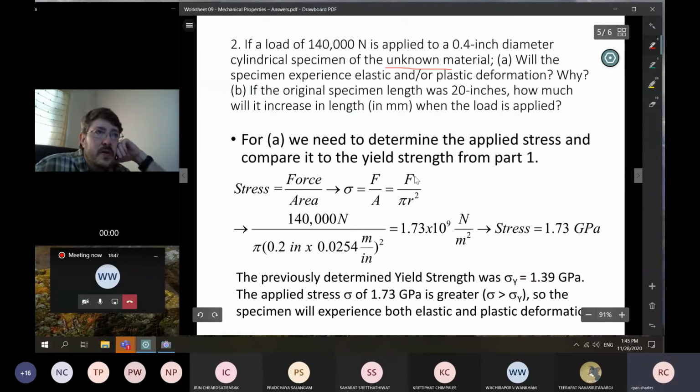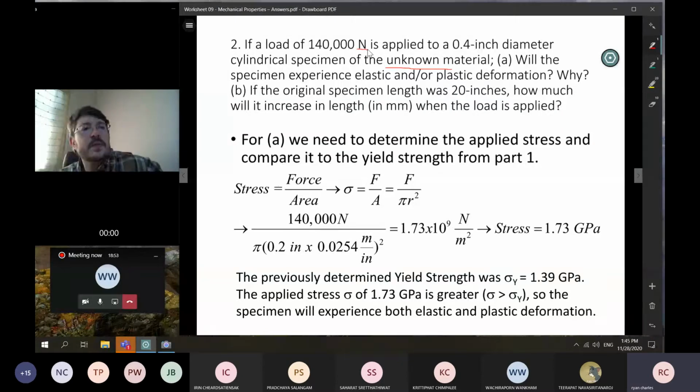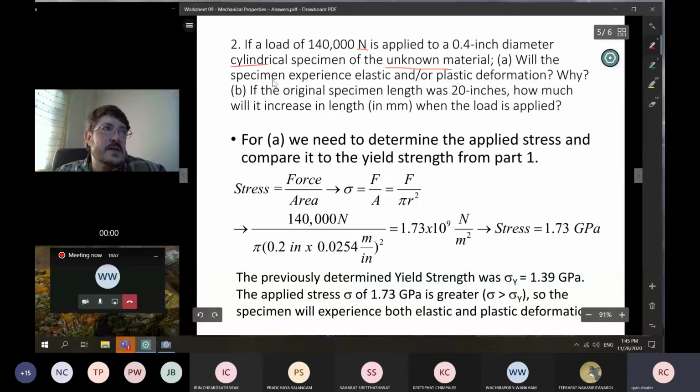Right. Force, we know it's 140,000 newtons. Right. This wasn't a load in kilograms. It's already in newtons. And the cross-sectional area, okay, it's a cylinder. Right. So it's circular. So pi r squared. So 140,000 divided by pi. Now, it's 0.4-inch diameter, which some of you thought was the radius. So it's 0.2 inches.